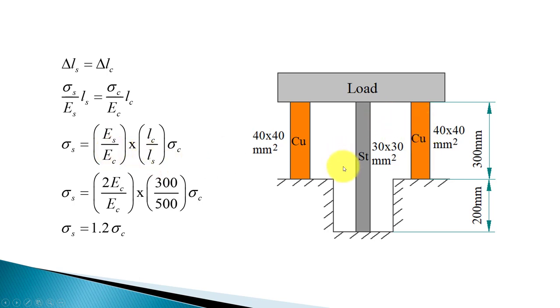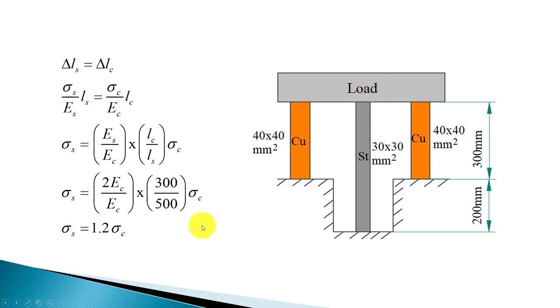length of rods. So there are two factors. One is the ratio of Young's modulus, that is modular ratio, and another one is ratio of lengths. So for these given values, the stress in steel has to be 1.2 times the stress in copper. So this relation should be always true while supporting the load.